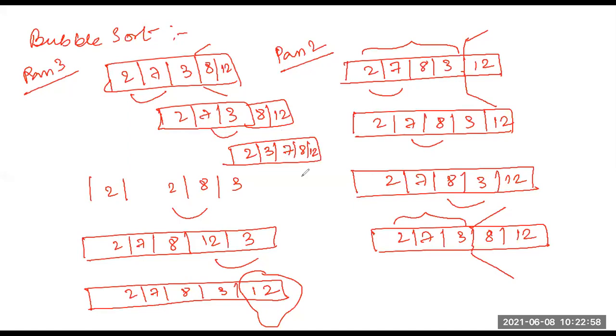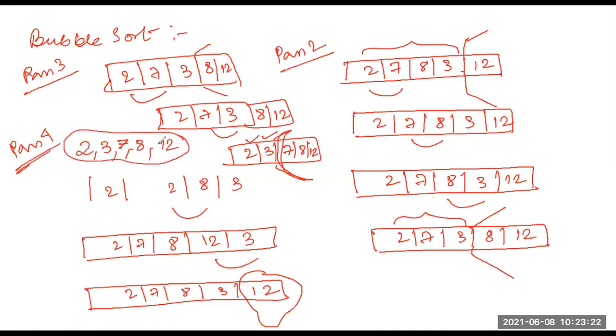After this, the section is already sorted, right? So in pass 4, I will only have two elements, 2 and 3. I will compare and see that yes, these are at the right positions. So after pass 4, I get 2, 3, 7, 8, 12. All the elements in my array are now sorted, which was earlier not sorted. So after 4 iterations, I am getting my desired result. This is the concept of bubble sort.